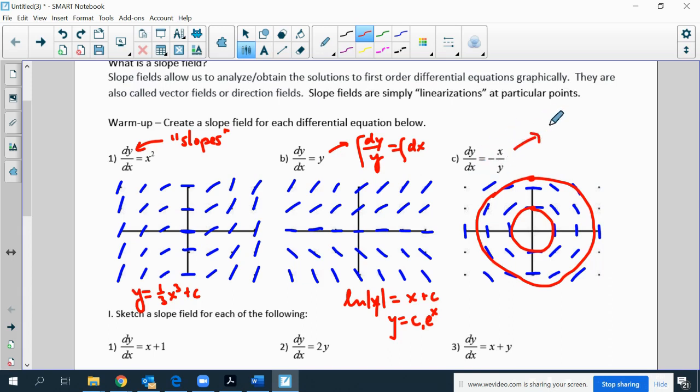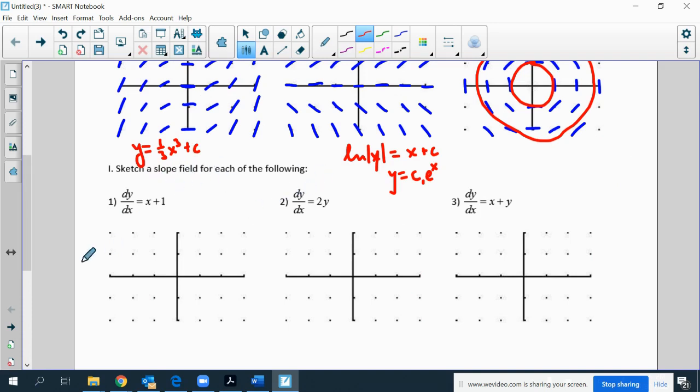And if I anti-differentiated, notice I would have dy times y equals -x dx when I separate the variables. Then when I integrate, I get 1/2 y squared equals -1/2 x squared plus c. Then if I add over and multiply everything by 2, I get x squared plus y squared equals 2c, or just some different constant. That would end up being a circle.